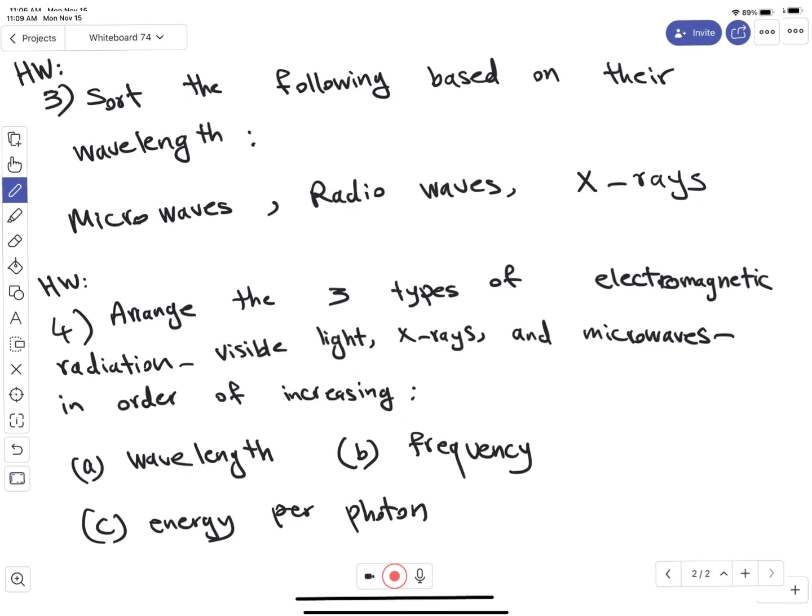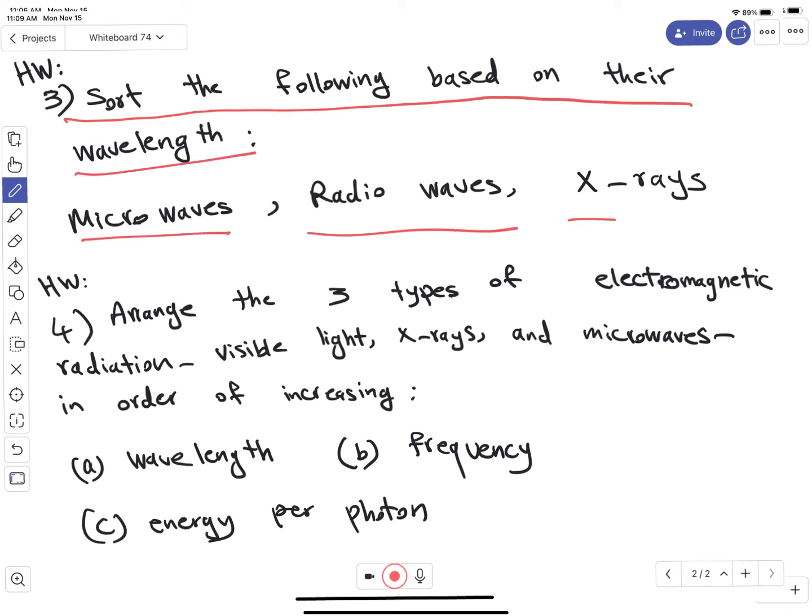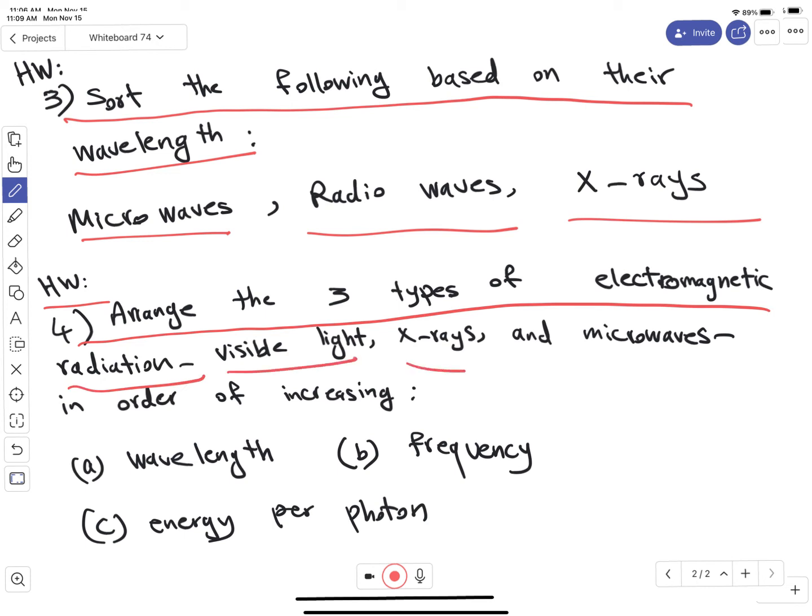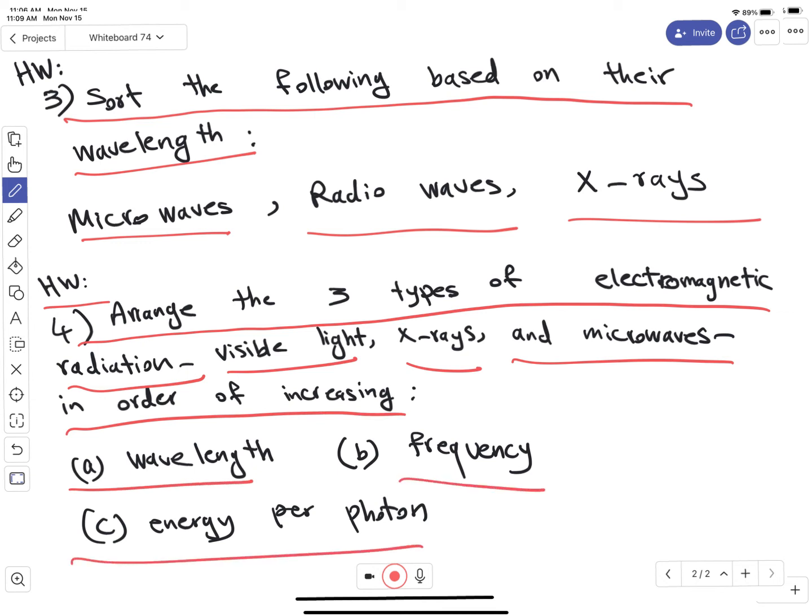Number 3 says sort the following based on their wavelength: microwaves, radio waves, X-rays. Say from highest to lowest, or just specify which one is the highest, which one is the lowest, and which one is in between, so that I understand your trend. The other one is: arrange the 3 types of electromagnetic radiation, visible light, X-rays, and microwaves, in order of increasing wavelength, frequency, and energy per photon.